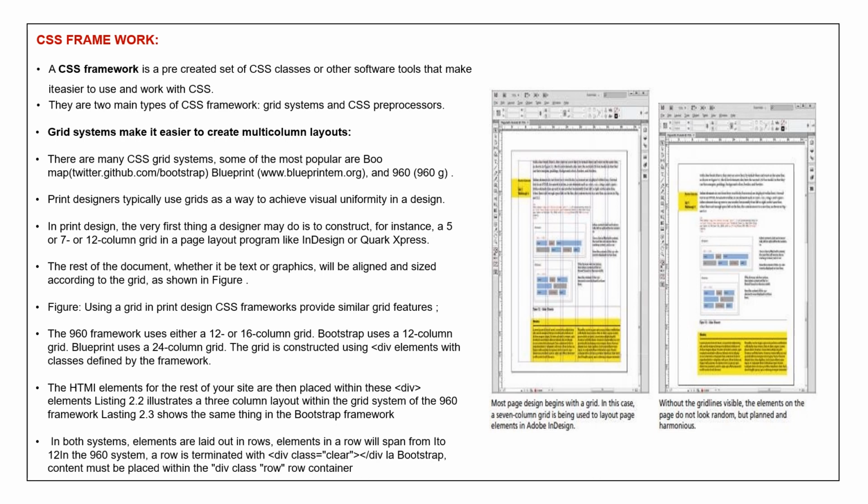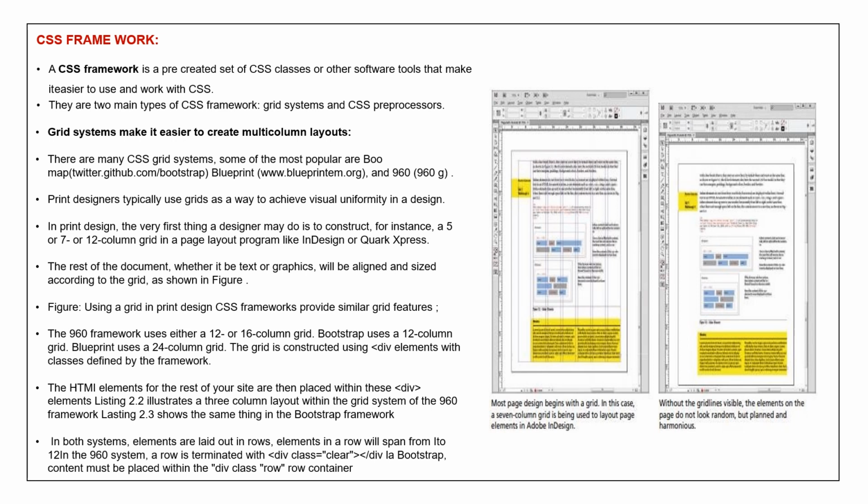Print designers typically use grids as a way to achieve visual uniformity in a design. In print design, the very first thing a designer may do is to construct, for instance, a 5, 7, or 12 column grid in a page layout program like InDesign or QuarkXPress. The rest of the document, whether it be text or graphics, will be aligned and resized according to the grid as shown in the figure.